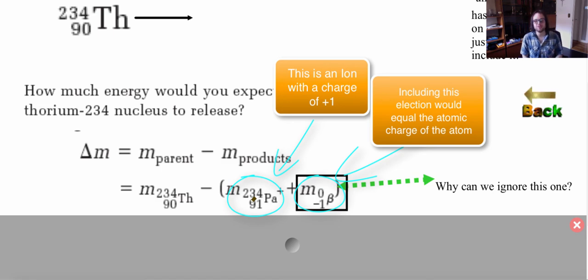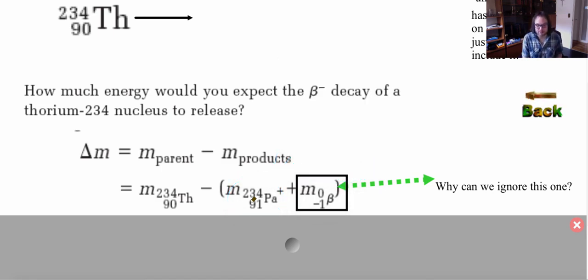So the protactinium we're measuring is an atom, not an ion, which means the mass of this is taking into account 91 electrons. Now thorium only had 90 electrons. So then we end up releasing an electron to make us have 91 protons, and that's why the mass of this electron will be included as well. So that's why we can ignore the mass of this electron, because it is already included when we look up the mass of the atom of protactinium.